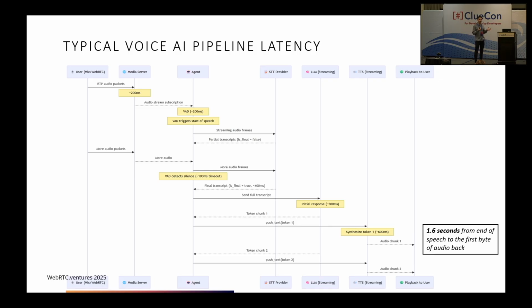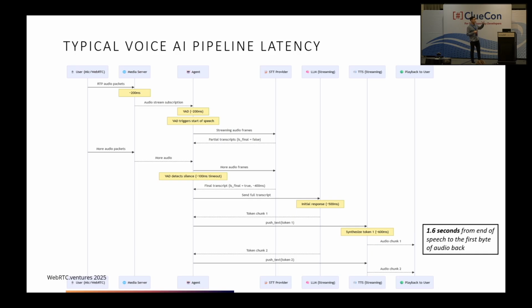And this is the whole flow sequence of an example, in this case 1.6 seconds, glass to glass, in this case voice to voice. That basically counts the time from when I stop speaking, so the end of my sentence or question or whatever I said, to the time I start hearing the first byte of audio back from the agent. That would be the 1.6 in this example.